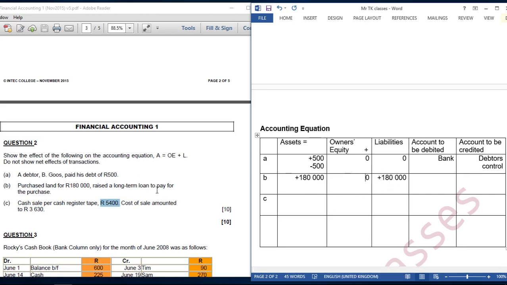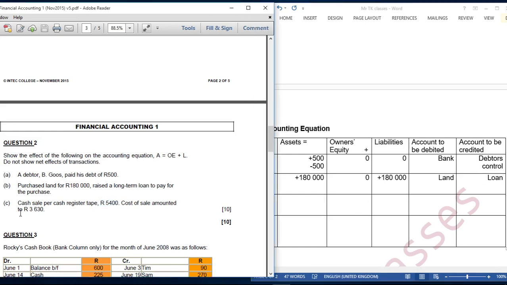Then which accounts are affected, right? And which account is going to be debited? The account that is going to be debited is land. When assets increase, you debit because assets have a debit balance. Assets increase on the debit side and decrease on the credit side. Then the account that is going to be credited is loan. The loan account is increasing, right? So if the loan account is increasing, we credit because liabilities have a credit balance. If they have a credit balance, it means that they increase on the credit side, then they decrease on the debit side.